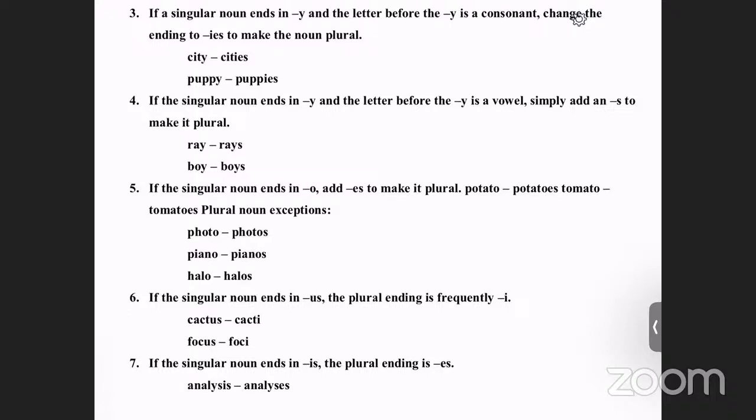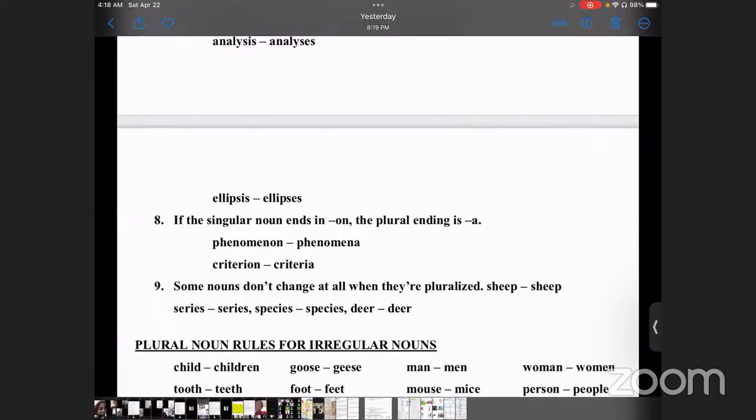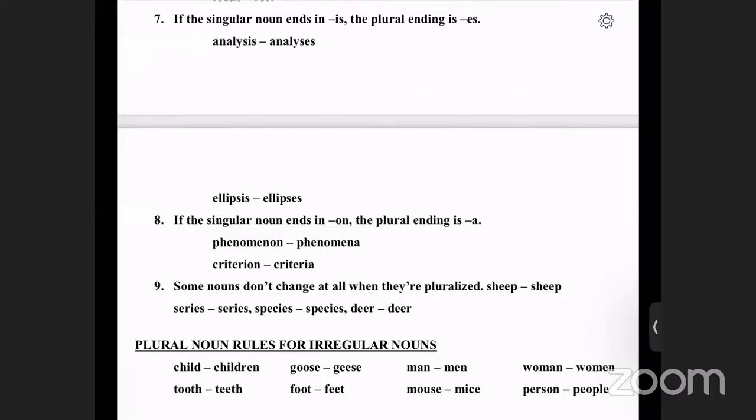If a singular noun, point number 6, ends in US, the plural ends in I. Here the exception is that you add an I. Cactus becomes cacti, focus becomes foci. If a singular noun ends in IS, the plural ending is ES. Analysis. So you will learn these as you read. I don't know how many of you study these in advanced English at school. These are the rules that we use in the English language.